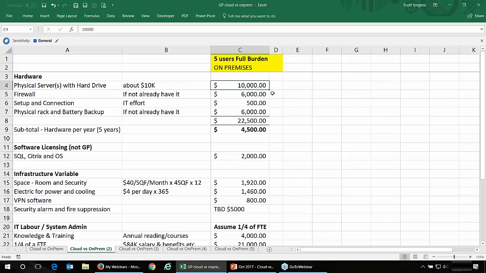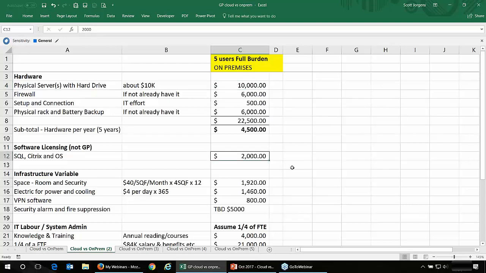It's going to be about 10K. We can maybe advertise that over a 5-year period. We need firewalls. We need security. We need other types of data appliances, whether they be software or hardware. We need initial IT effort to set us up. We need a rack. We need battery backups.